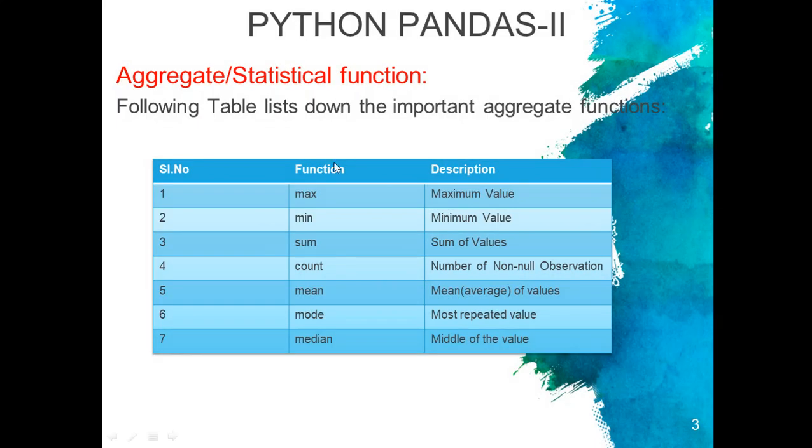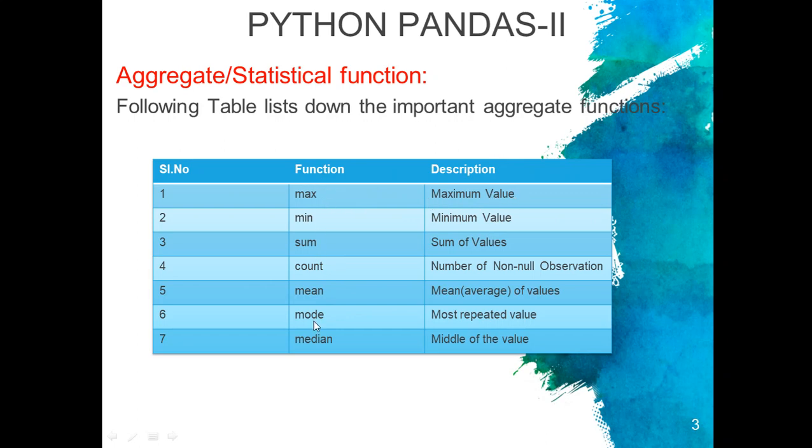Aggregate means the max, min, sum, count, mean, mode, median. These functions will be applied on the data frames. So the following table lists down the important aggregate functions, and in this table I have written the name of the function and then the description. So what will max be used for?